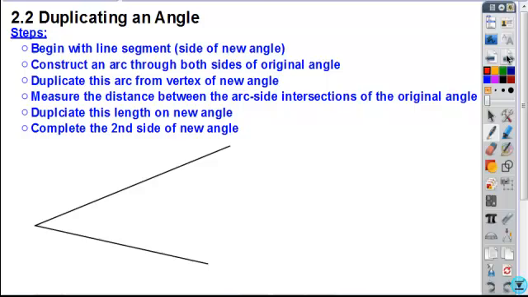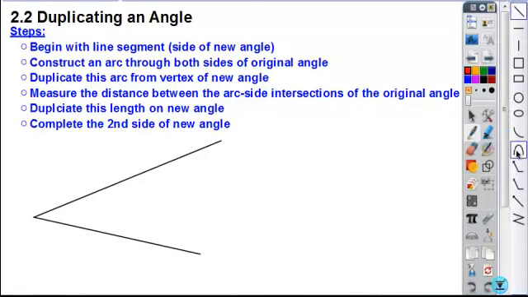All right, so the steps, if you're going to, again, do this in your own notes, go ahead and create an angle to start with. When you construct a duplicated angle, it doesn't have to be oriented in the same direction as the original. In this particular case, I'm going to keep it facing the same direction, but it doesn't have to. You're going to start by just creating a line segment. This line segment is going to be one side of your new angle. So again, I'm going to orient it in the same direction as my original one.